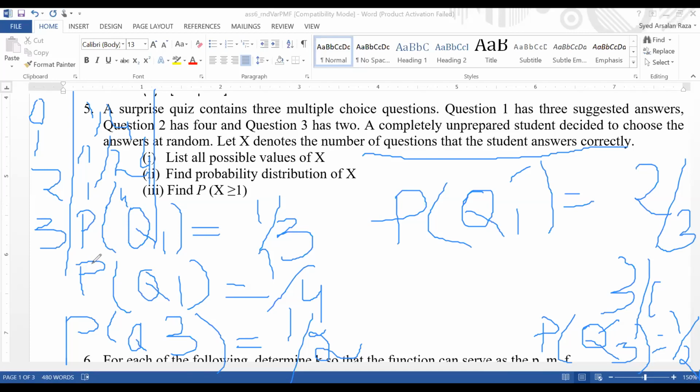The sum must be 1. If the sum must be 1, then the distribution is correct. Now in the next part, you have to find the probability x is greater than 1. So you have to add the two probabilities, 2 and 3. Then you will get the answer. And for part C, the answer is 3/4, because it is equal to 1 minus 1 upon 4, because at least 1 can be computed by 1 minus probability of 0 questions solved correctly.